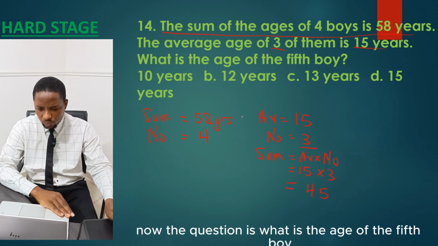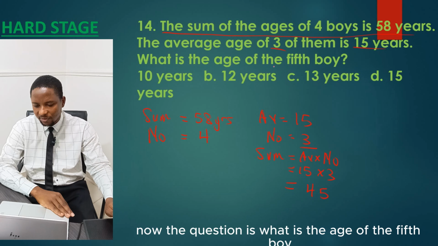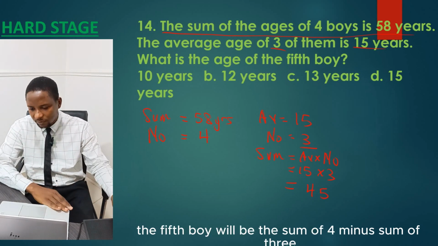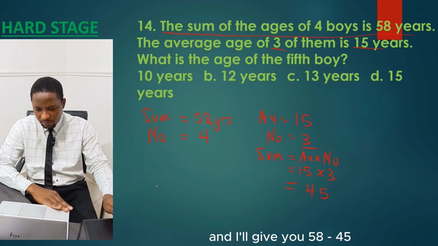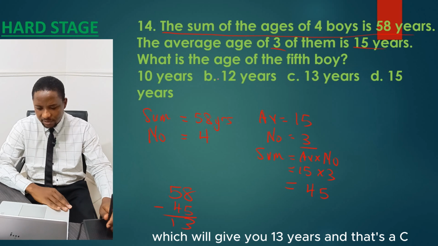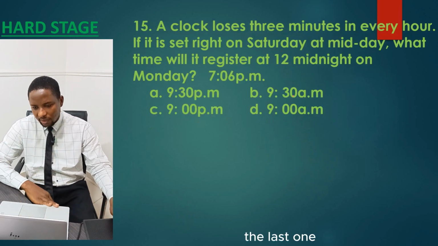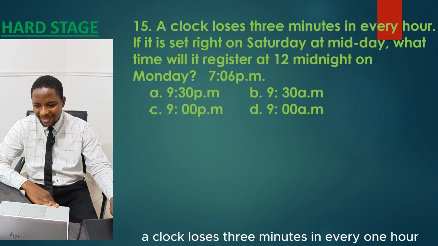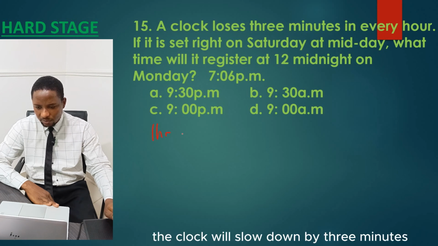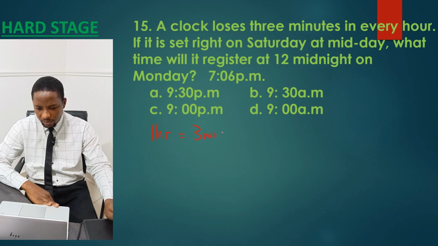Now the question is, what is the age of the 5th boy? The 5th boy will be the sum of 4 minus sum of what? 3. And that will give you 58 minus 45, which will give you 13 years, and that is C. The last one, a clock loses 3 minutes in every 1 hour, which is for every 1 hour, the clock will slow down by 3 minutes. Loses.